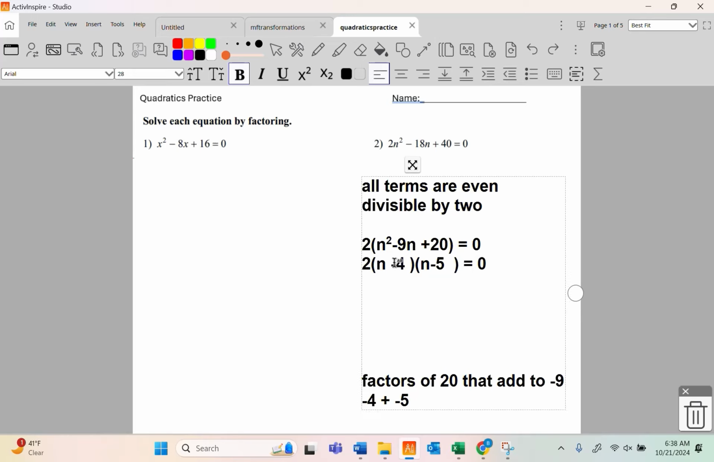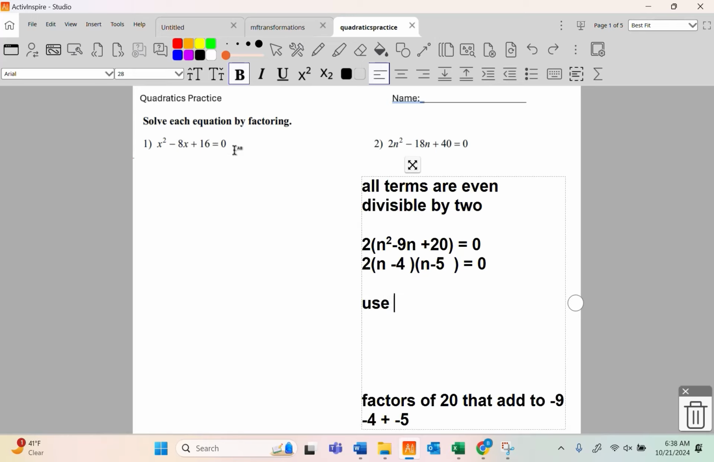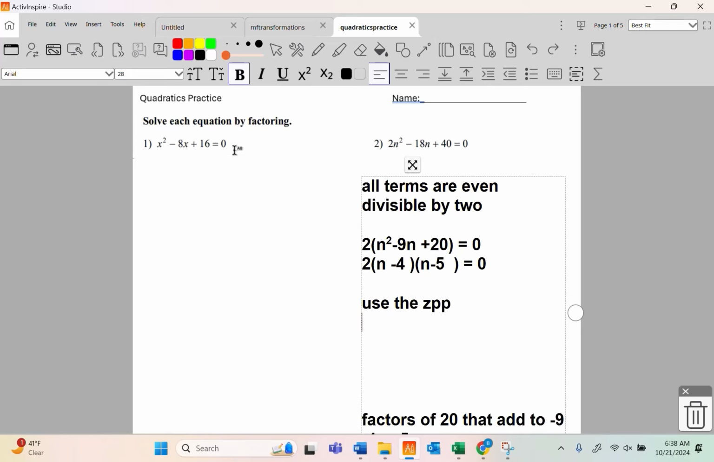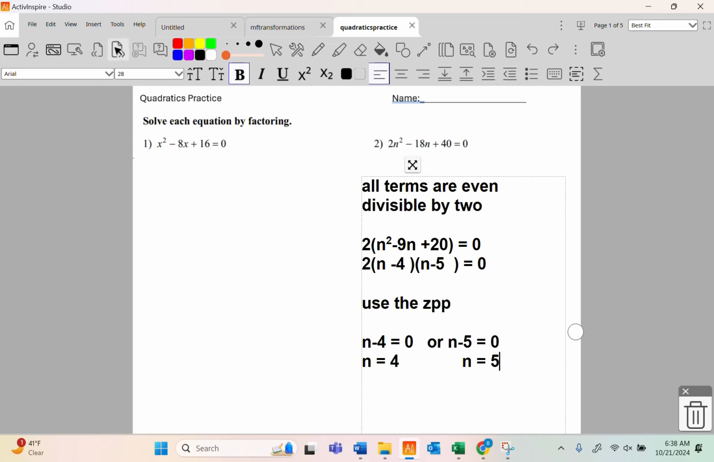Anyways, it is to be solved, so now I'm going to use the zero product property. So n minus 4 is equal to 0, or n minus 5 is equal to 0. So if I'm doing an n minus 4, I add 4 to both sides. If I'm looking at n minus 5, I add 5 to both sides. So n is 4 or n is 5 by the zero product property.